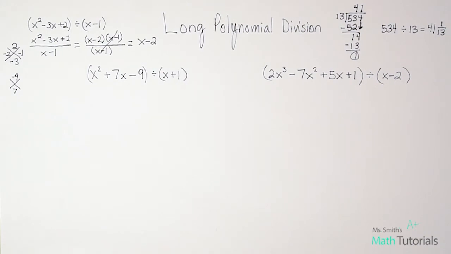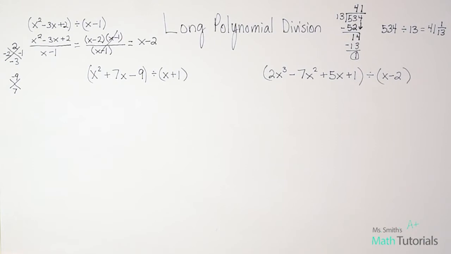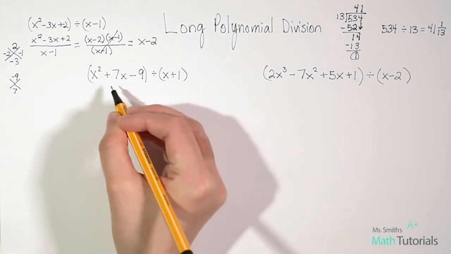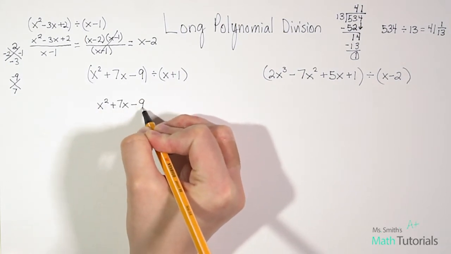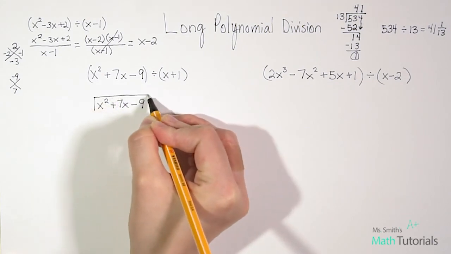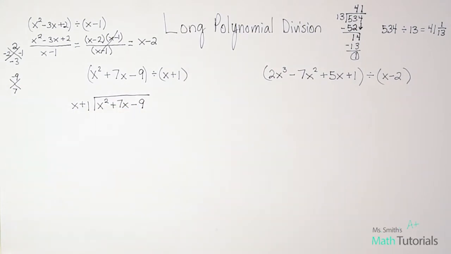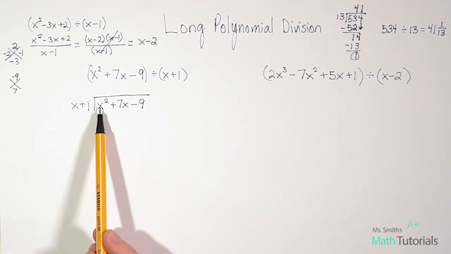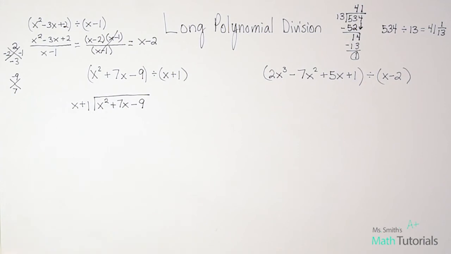So when we do long polynomial division, we are going to follow these exact same steps. We have x squared plus 7x minus 9 divided by x plus 1. We tried to factor it, we couldn't, so we're going to move forward with our long polynomial division. We would write first our x squared plus 7x minus 9, and we are going to divide it by x plus 1. So we're always going to be dividing by this x, this first term. x squared divided by just this x. How many times does this go into this, right?